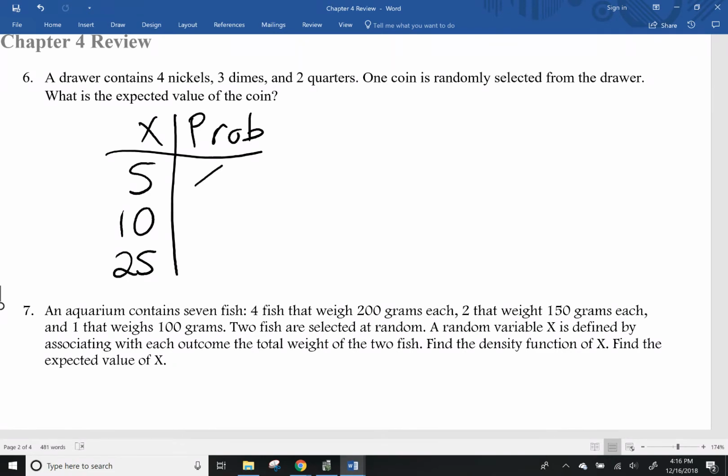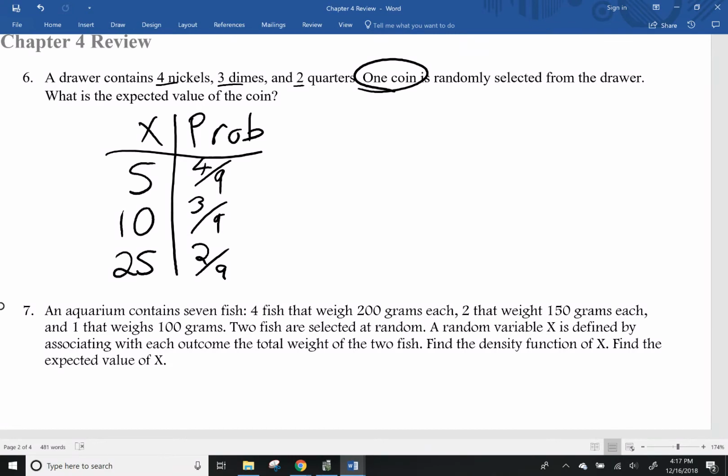Now I need to know what the probability is of choosing that coin. Remember, I'm only choosing 1 coin. So there are 4, 3, 2, that's 9 coins altogether. So 9 different possibilities I can choose here, 9 different coins to select. Of those 9, 4 of them are nickels. So 4 out of the 9 are nickels, 3 out of the 9 are dimes, and 2 out of the 9 are quarters. And again, 4, 3, 2, that all adds up to 9 out of 9.